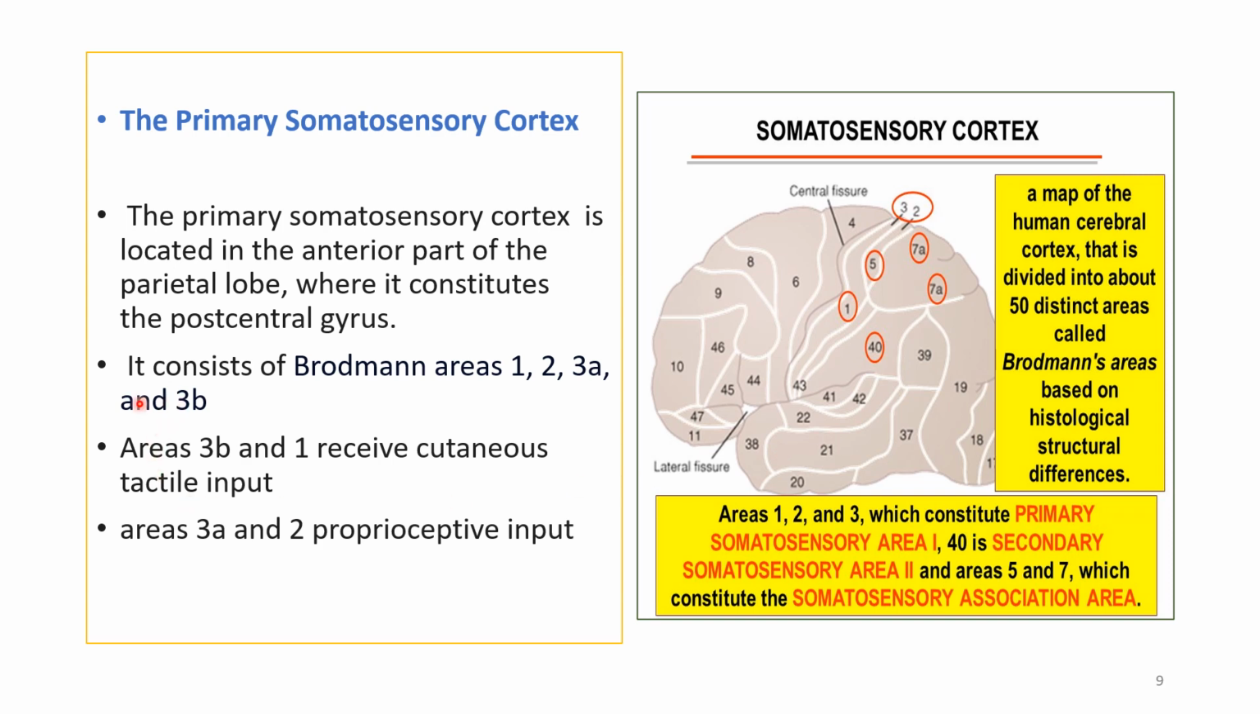Okay. So you can see here the primary somatosensory cortex consists of the Brodmann areas 1, 2, 3. In that also 3A and 3B. So areas 3B and 1, the first one and the last one, receive cutaneous tactile input, and 3A and 2 receive proprioceptive input. So these are the areas in the primary somatosensory cortex which receive the information from various parts of the body.